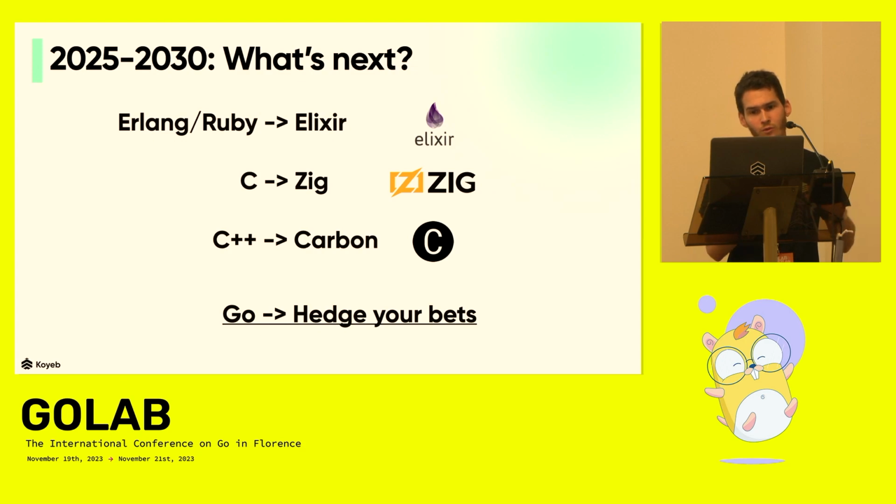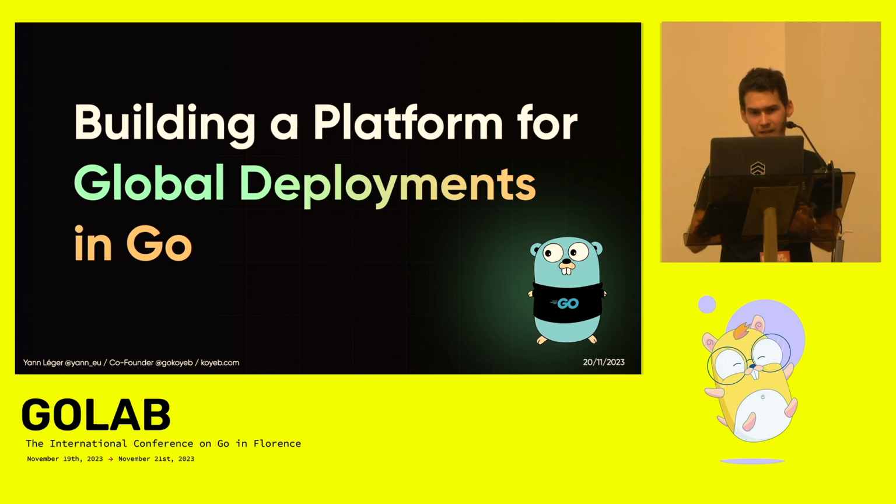And there are also some attempts to change in other categories of languages. So Erlang is moving to Elixir slowly, C to Zig, and for C++ there is Carbon. I don't know if any of these projects will survive or get a lot of traction over time, but it's an important question to make sure that we don't stay grounded in some belief that this will survive over time as is. All right. Now let's dive into how we are building this platform in Go.